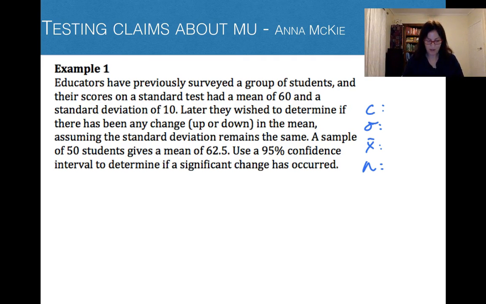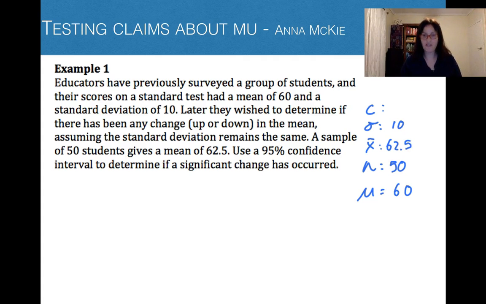Okay, so the previous mean was 60. So I'm going to write that as a separate one, 60, and a standard deviation of 10. So we assume they remain constant. Later, they wish to determine if there has been any change up or down in the mean, assuming the standard deviation remains the same. A sample of 50 students, there you go, there's your n, 50 students, gives a mean of 62.5. That's your x bar.